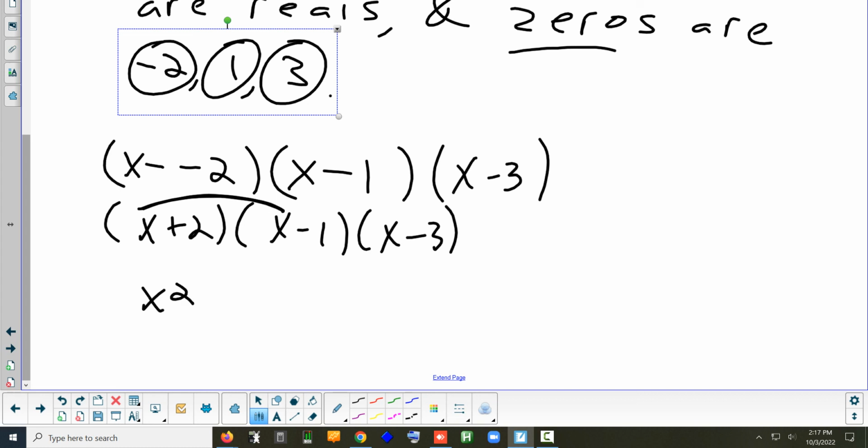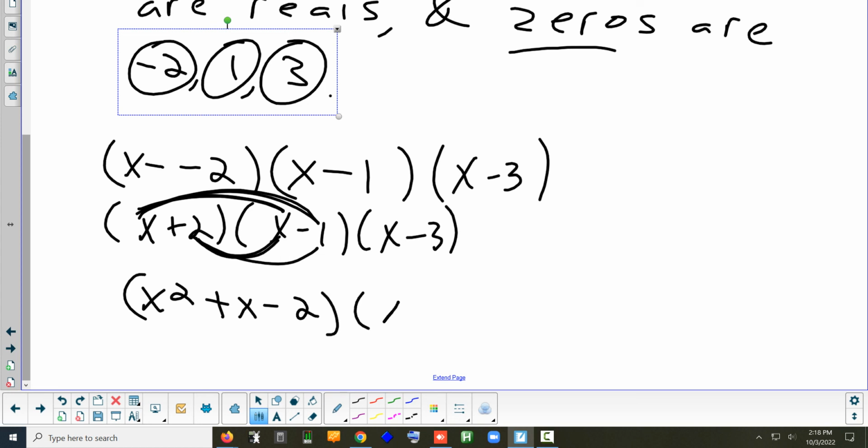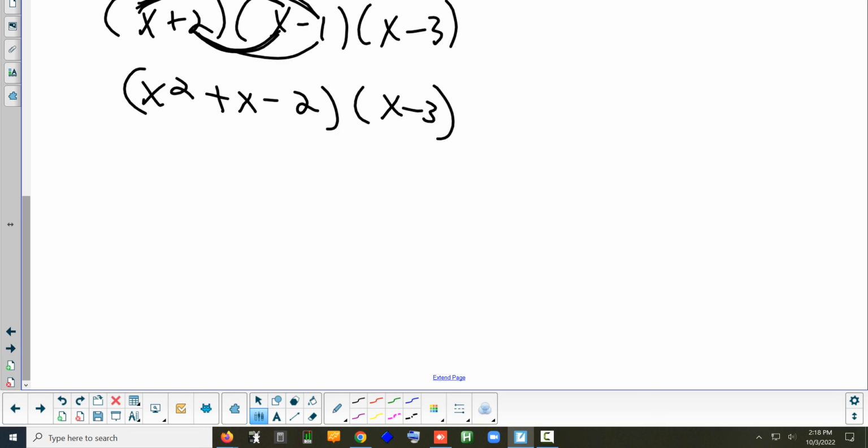X times x. X times negative 1 is negative x plus 2x. What's negative x plus 2x? X. And 2 times negative 1? Negative 2. Okay, so there's the first two. And now multiply that by one more and see what we get.